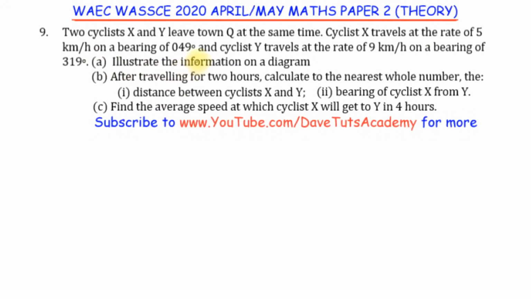In this beautiful question on bearing and distance, we are given that two cyclists x and y leave town q at the same time. Then cyclist x travels at the rate of 5 km per hour on a bearing of 049 degrees, and cyclist y travels at the rate of 9 km per hour on a bearing of 319 degrees. First, we are to illustrate the information on a diagram. Then, after traveling for 2 hours, we are to calculate to the nearest whole number the distance between cyclist x and y, and then the bearing of cyclist x from y. And finally, we are to find the average speed at which cyclist x will get to y in 4 hours.